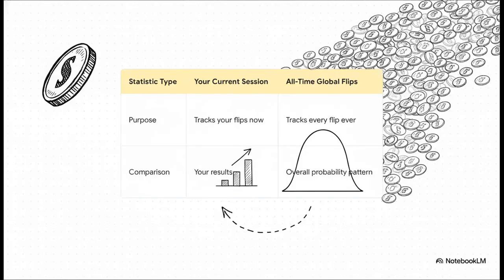But here's a really neat feature, the data. The tool tracks your personal results in your current session, but it also shows all-time global flips, and that's the data from every single flip ever made on the tool. This is where you can actually see the law of large numbers in action, as the results from thousands of flips get closer and closer to that perfect one-third split. It's kind of cool to watch.